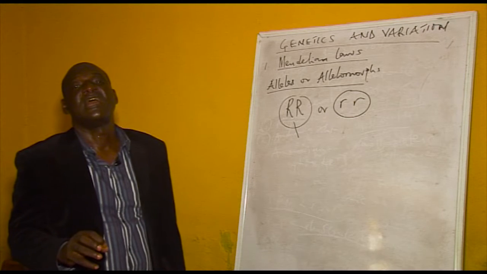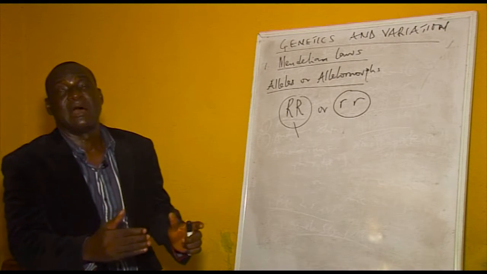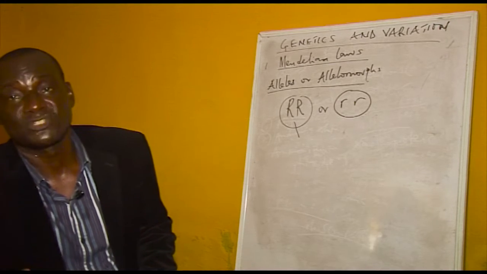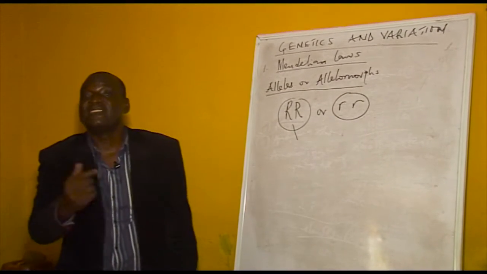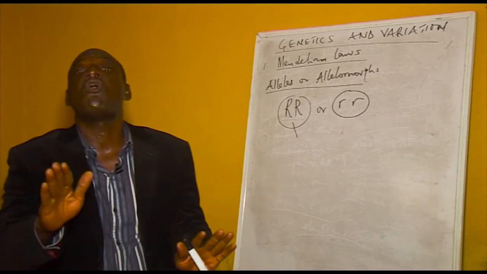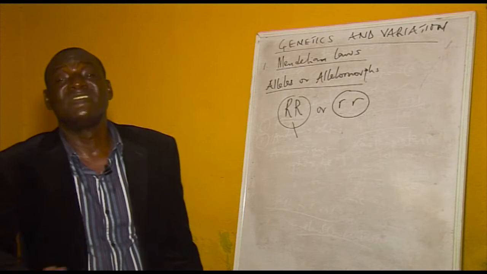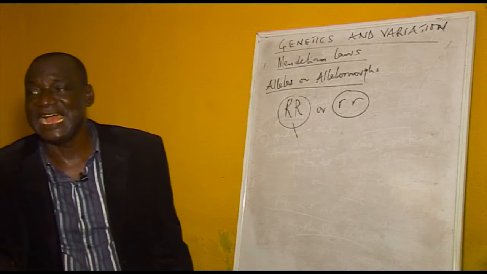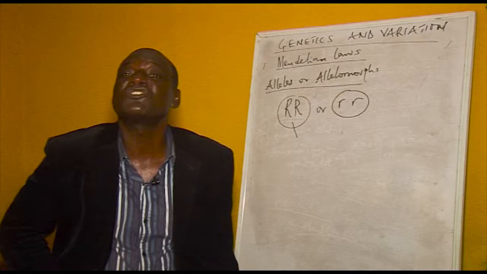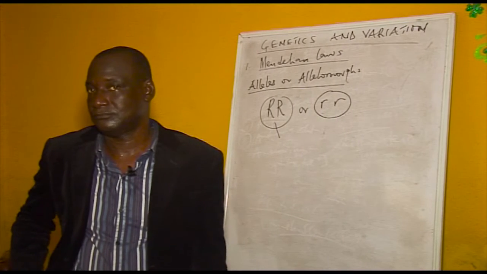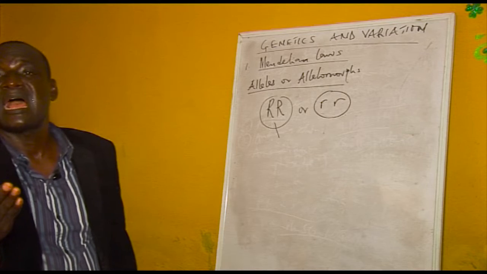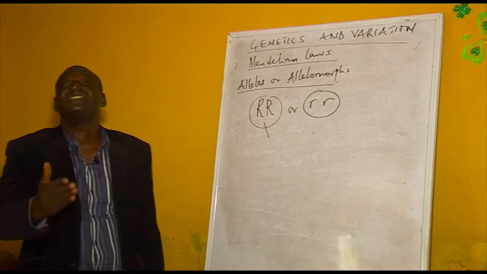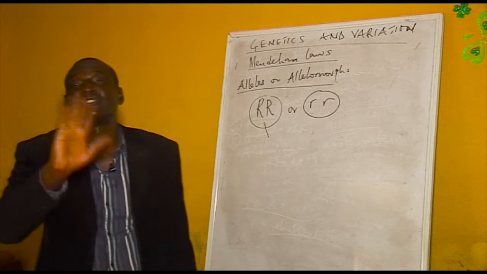Now, having known this, let's use it to explain the first law and the second law. I told you that the summary of the first law is the law of segregation, while the summary of the second law is the law of independent assortment of genes. Now, you will see the first law states that genes are responsible for the development of an individual, and they are transmitted from one generation to another without alteration.